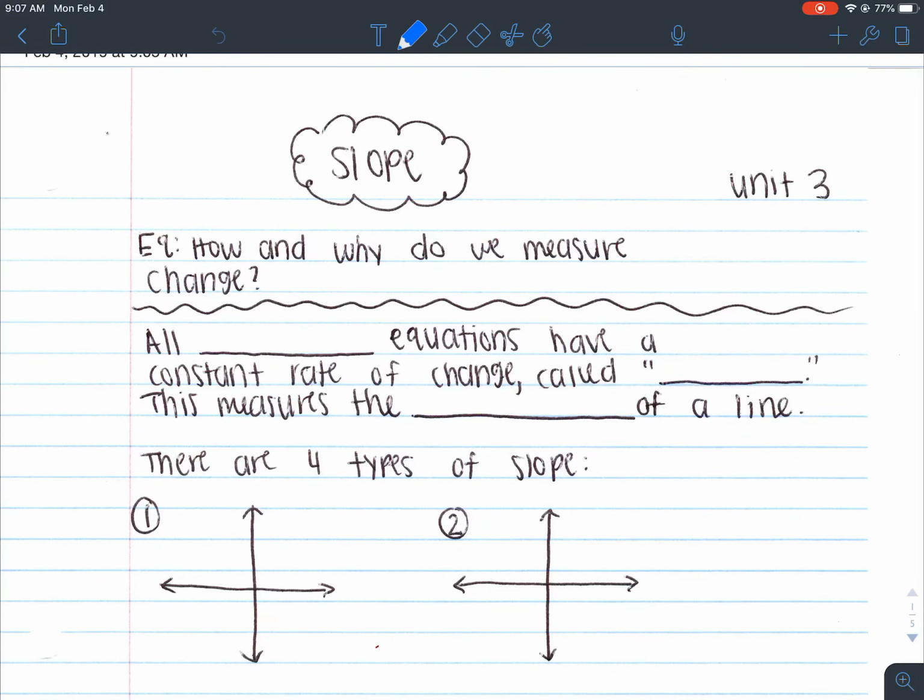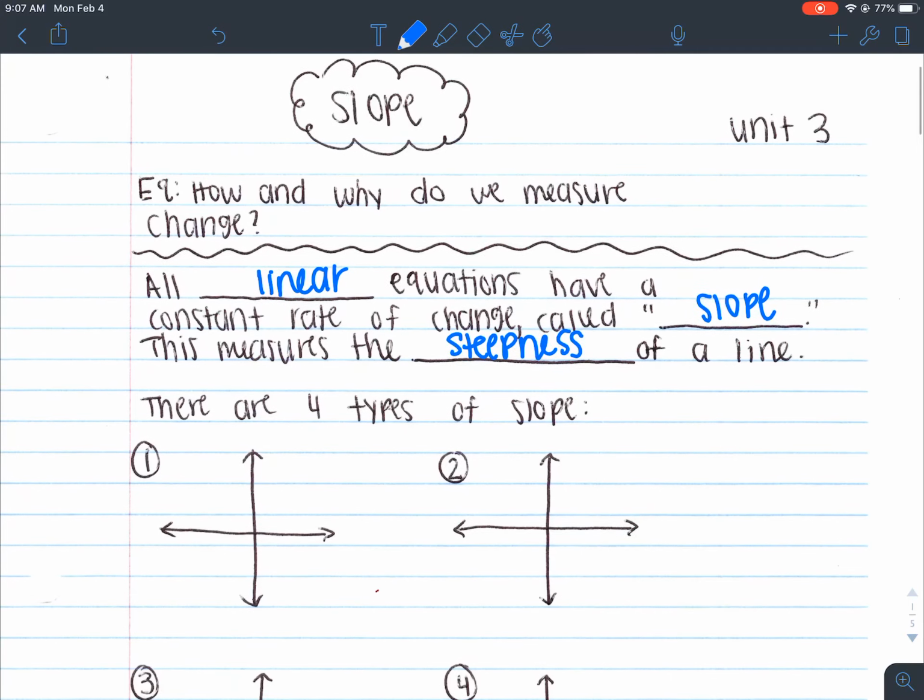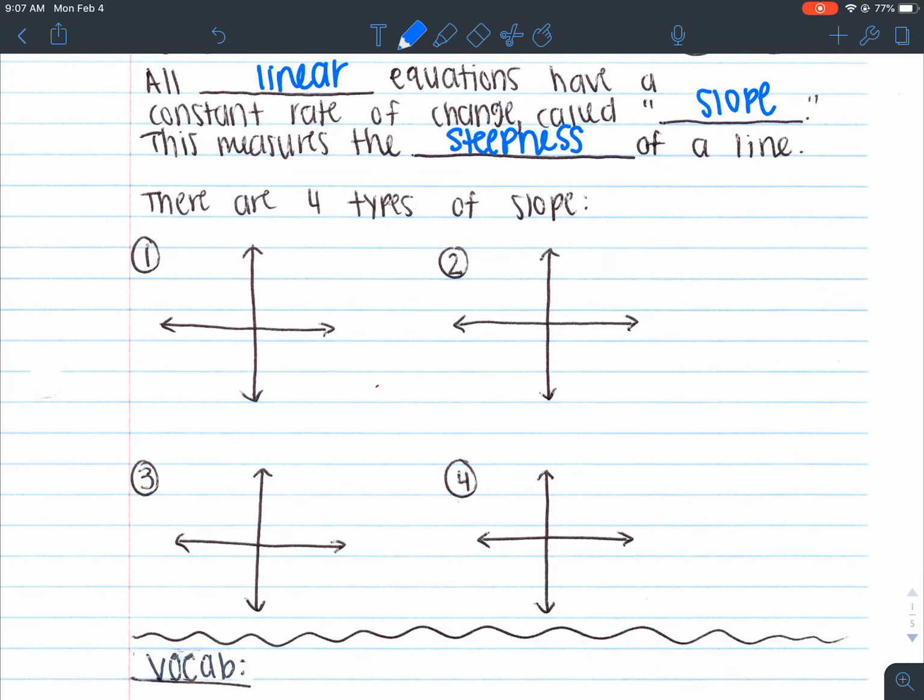So all linear equations, so any equation that is a line, have a constant rate of change called slope. Okay? And the slope measures the steepness of the line. So we have 4 types of slope that we're going to learn about, and you should have learned about them a little bit in middle school, I think maybe in 8th grade.